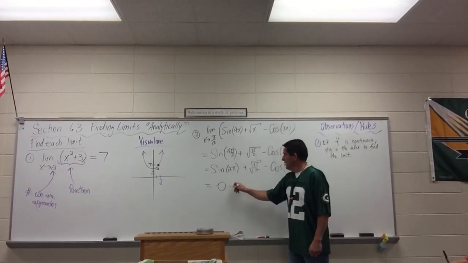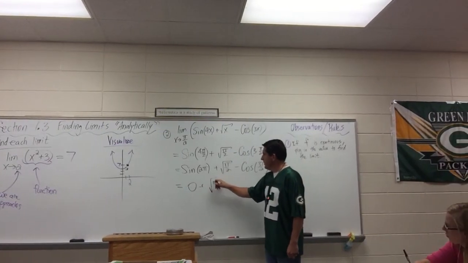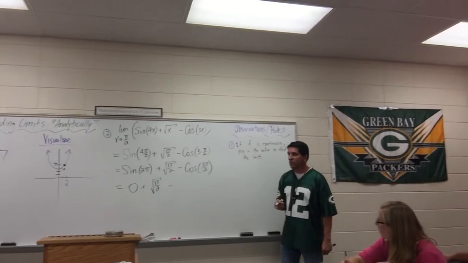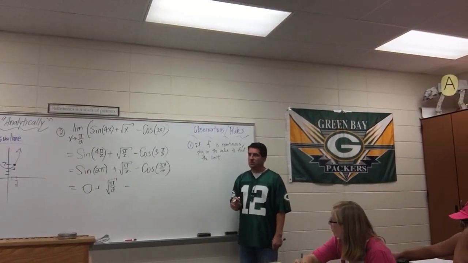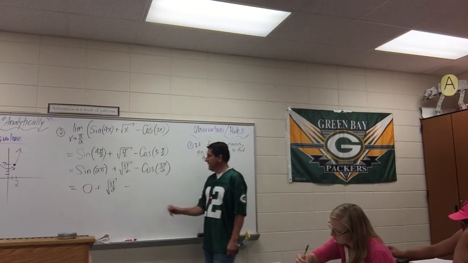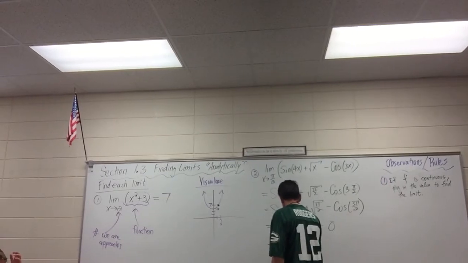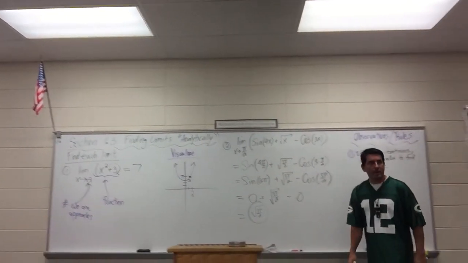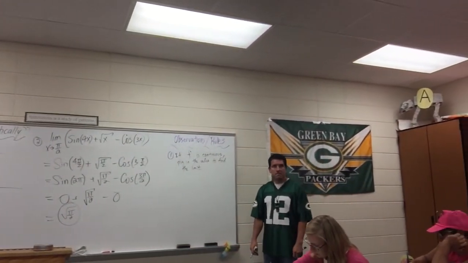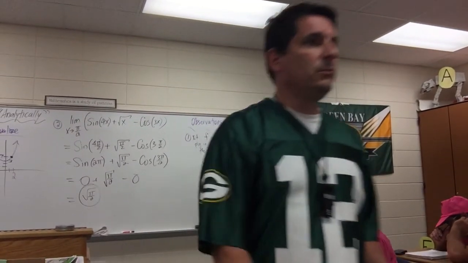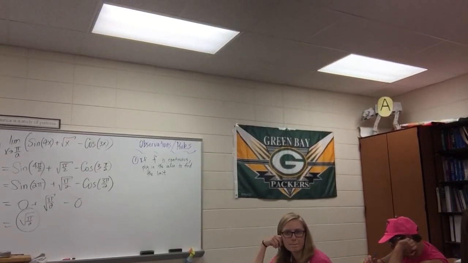Okay, sine of 2 pi: zero. We can leave this square root of pi over 2. That's fine. There's nothing wrong with that. Cosine of 3 pi over 2: 0. You're at the bottom. Cosine is the x. So the answer to this is the square root of pi over 2. Just like that. No problem. Okay. So if the function is continuous, you can just plug it right in. Okay, let's do some more.